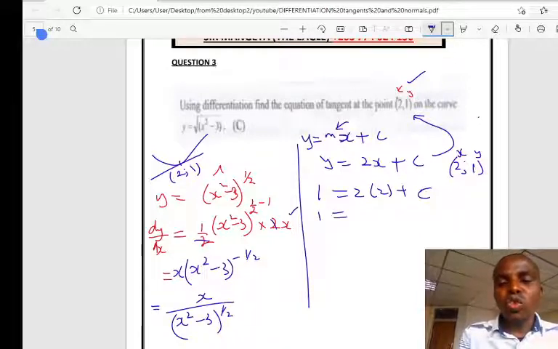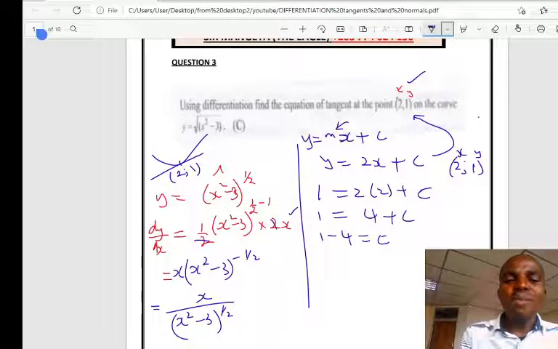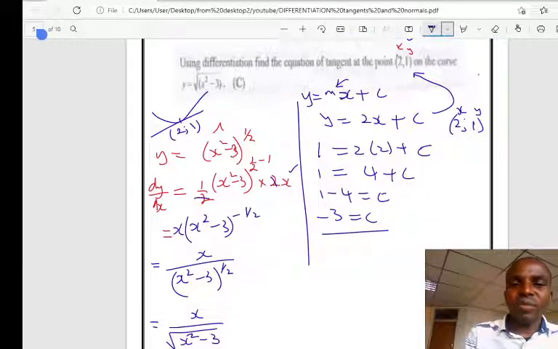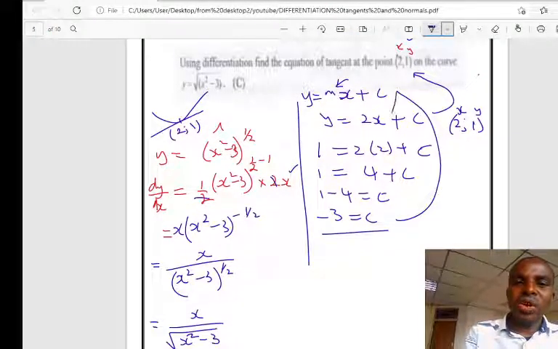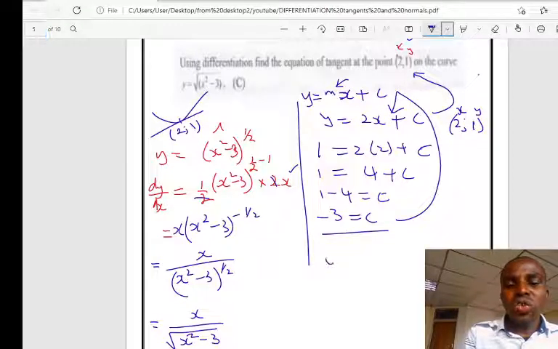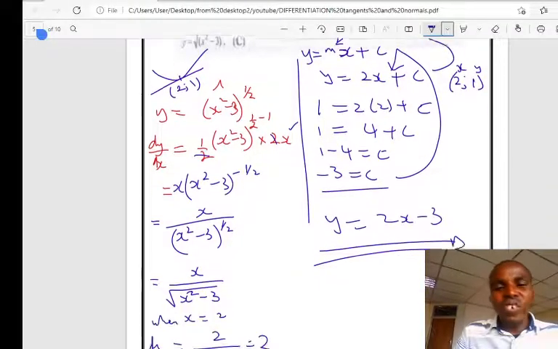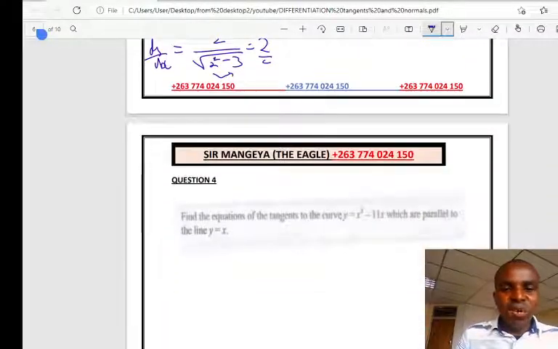1 is equal to 2 times 2, which is 4, plus c. It will be 1 minus 4 is equal to c. 1 minus 4 is minus 3, so c is equal to minus 3. Then you substitute here. It will be y is equal to 2x minus 3. So this will be the equation of your tangent. We can say you are done.